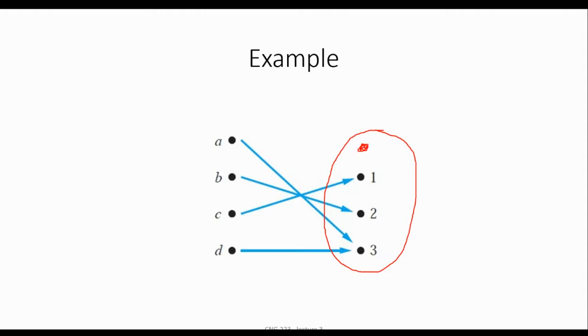If you have another number, 0, then you don't have any arrow to it. It means that you didn't use this image. If you didn't use it, it means that this function is not actually onto. By just one counterexample, you can prove it is not onto. Let me give you an example.